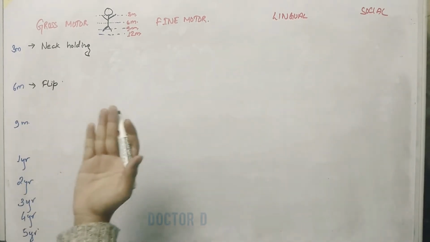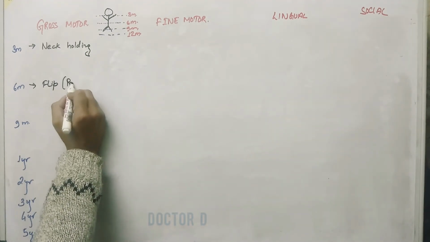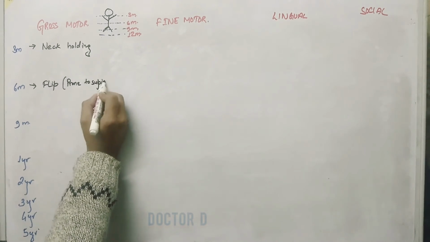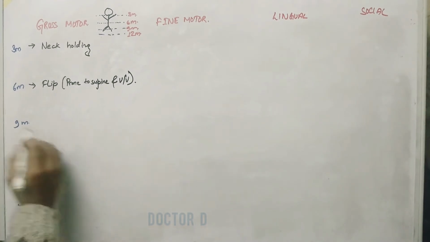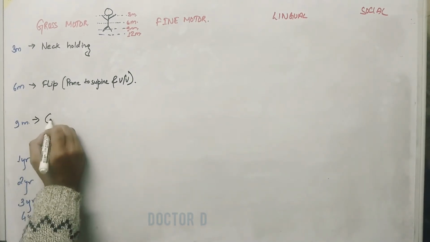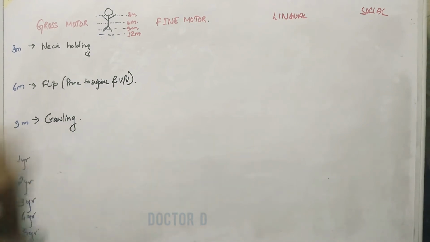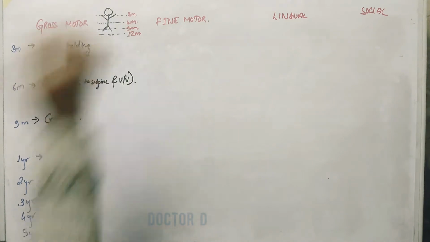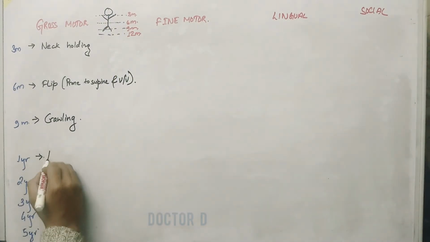Flip means from prone to supine and supine to prone, and vice versa. At 9 months the child develops crawling. At 1 year the child will start walking independently.